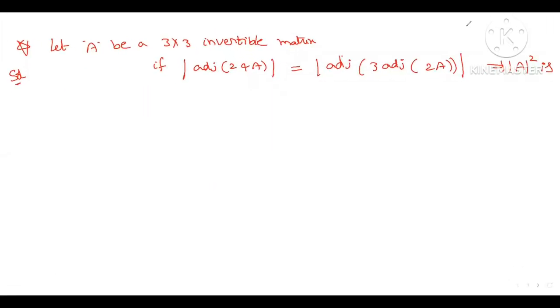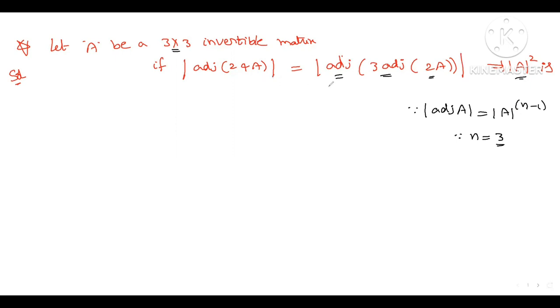Okay, now explain next statement. In the statement, A is an invertible matrix as well as det of adjoint of 24A is equal to det of adjoint of 3 adjoint of 2A. Then find out det A whole square. How to find this value? Okay, we have one formula. Det of adjoint of A is equal to det A power n minus 1, where n is the order of the given matrix. Here order how much value? 3. 3 by 3 square matrix. So n is equal to 3.